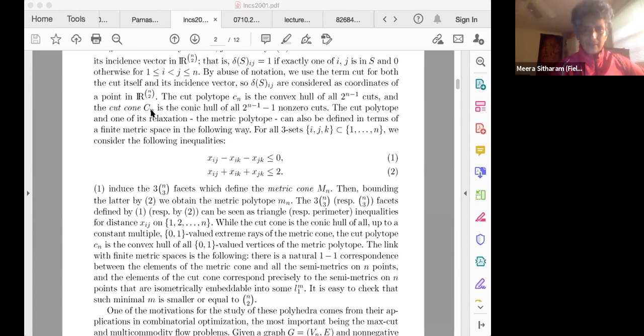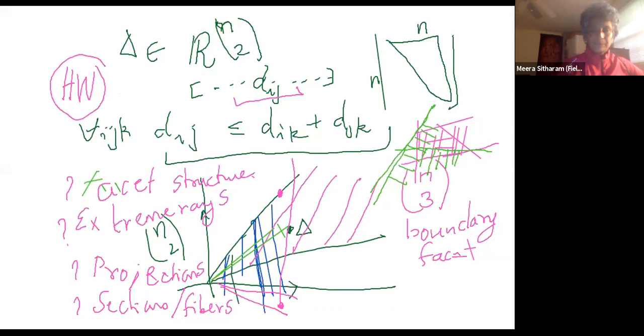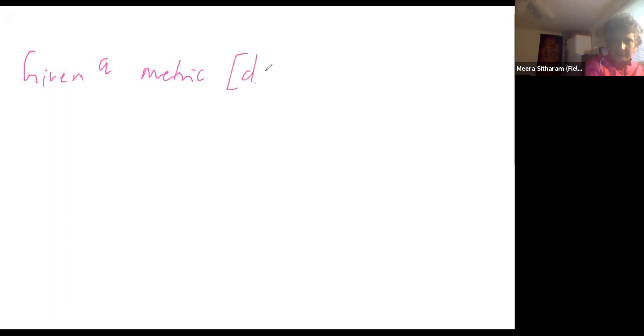Okay, so let's go back to the whiteboard for a second. Now we can move on and ask ourselves, what if I add a few more conditions on the metric? So let me ask the following question. Given a metric, so now I tell you that it's a metric, in other words it satisfies the triangle inequality, is real, symmetric and so forth. I'll call it a metric matrix.